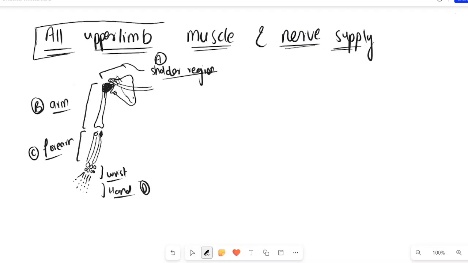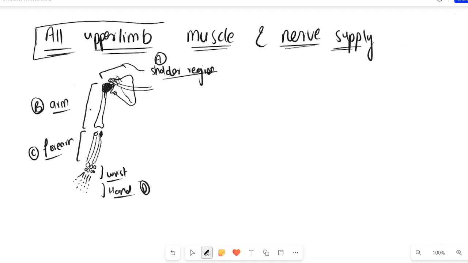We will start with the shoulder region, the muscles of the shoulder region and their nerve supply. Then we will talk about the arm muscles and their nerve supply, then the forearm muscles and their nerve supply. After that, the muscles of the hand and their nerve supply. So you have to write this chart yourself and remember everything. Two things: one is the muscle and another is the nerve supply.